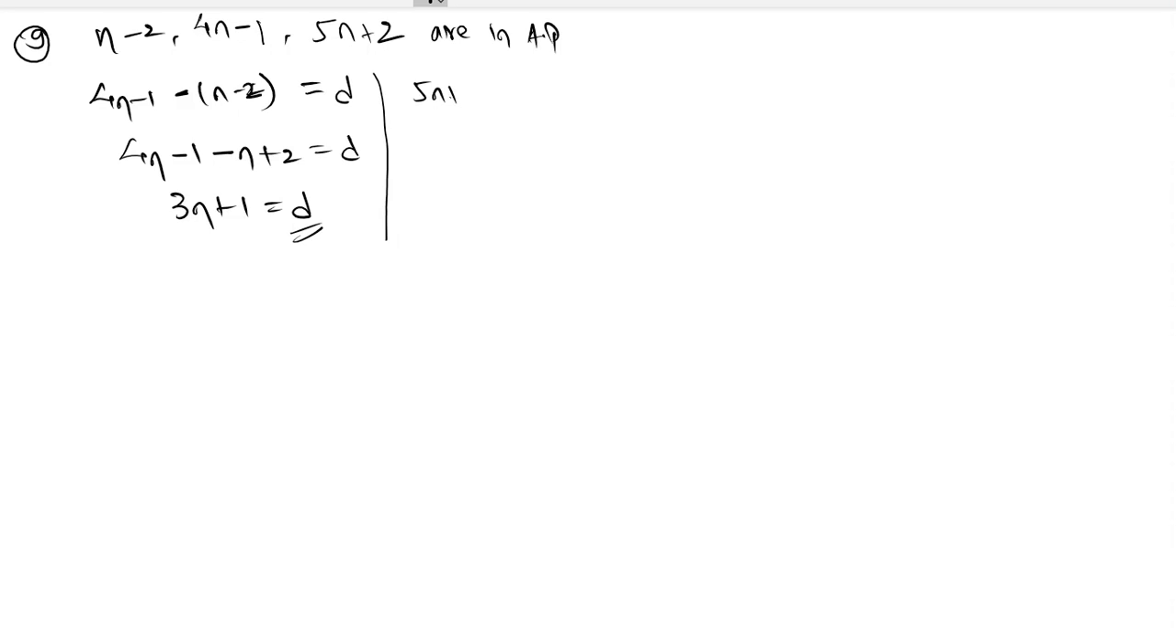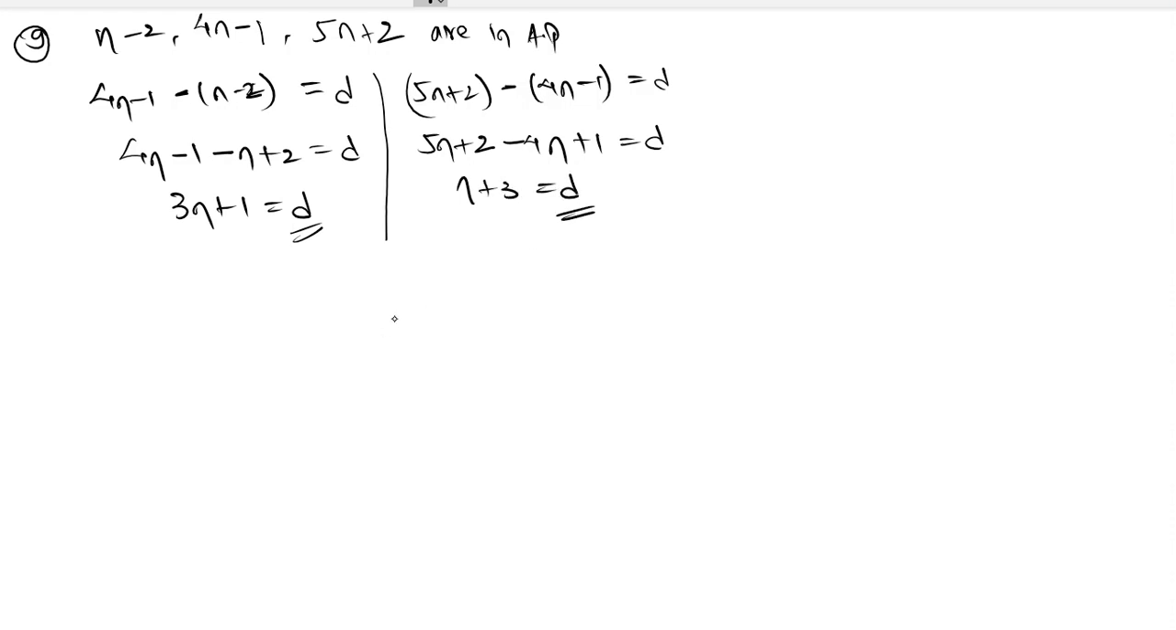Also 5n plus 2 minus 4n minus 1. This is also common difference. So 5n plus 2 minus 4n plus 1 is equal to d. So 5n minus 4n is n. 2 plus 1 is 3 is equal to d. So n plus 3 is equal to d.